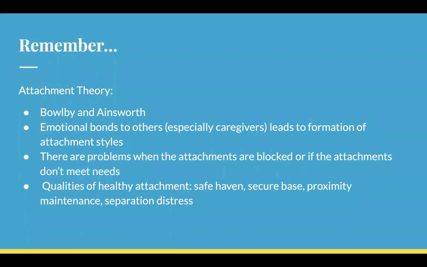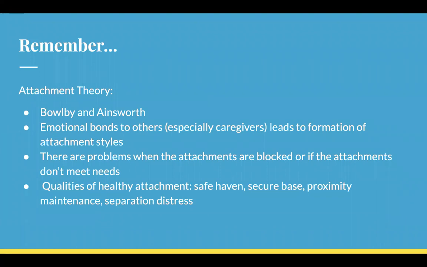Bowlby and Ainsworth are two of the main researchers on attachment theory, and it basically states that emotional bonds to others, especially with caregivers, tend to lead to the formation of attachment styles. And they have infant attachment styles and then attachment styles that develop in the future. Usually, your infant attachment style greatly influences your future attachment style as an adult. And there are a lot of problems when attachments are blocked or if attachments don't meet needs.